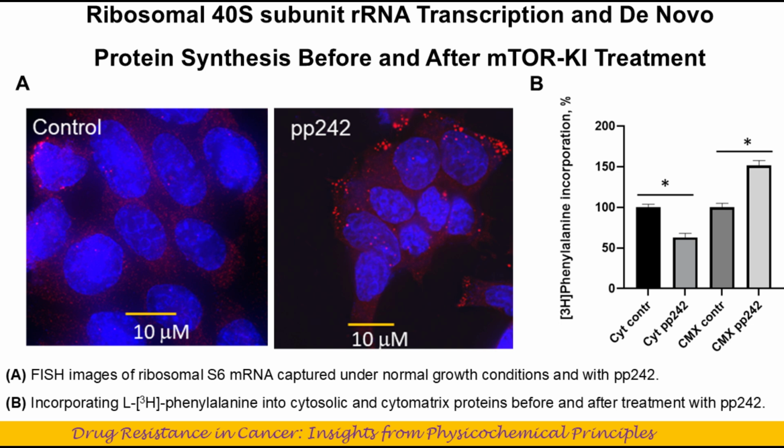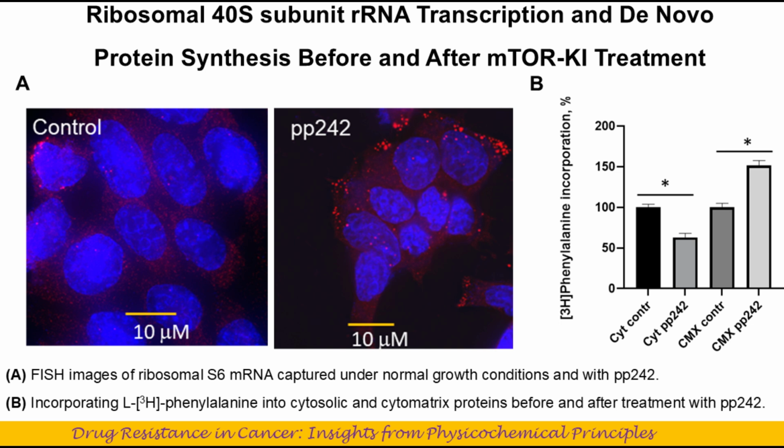To detect newly synthesized proteins, we employed the labeled amino acid method. Incorporation of L-phenylalanine into proteins demonstrated that the mTOR inhibitor PP242 reduced de novo protein synthesis in the cytosol by 20%. However, the incorporation of labeled amino acids resulted in a 50% increase in the synthesis of cytomatrix proteins.